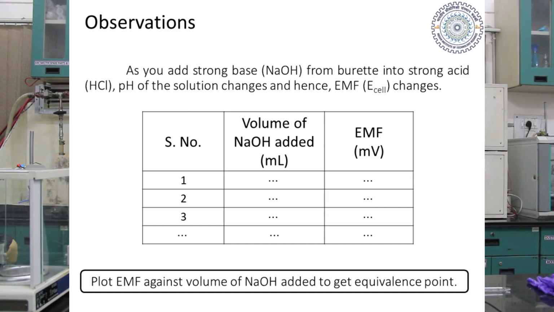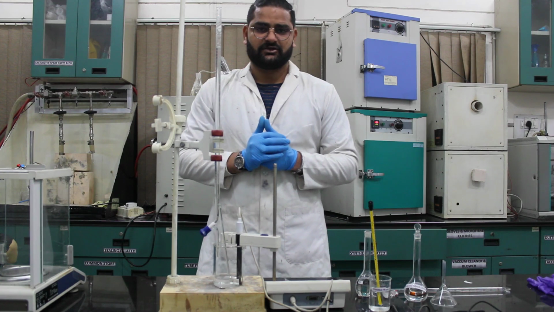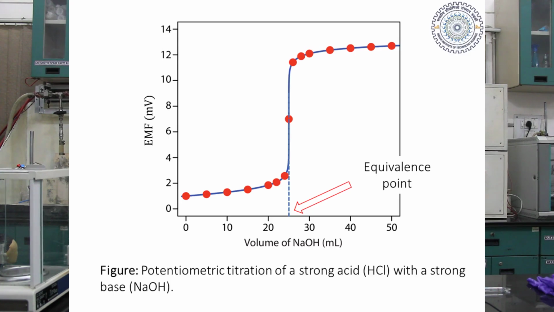After collecting this data, we'll plot EMF versus volume of the titrant. As you can see from this figure, there is an increase in EMF value as we add NaOH solution into the HCl solution. This is because of the increase in pH of the solution: when we add the base, the pH of the solution increases, which consequently increases the EMF of the solution.